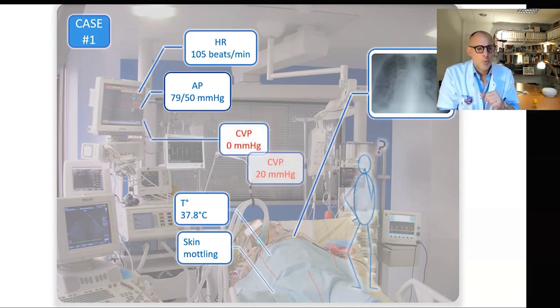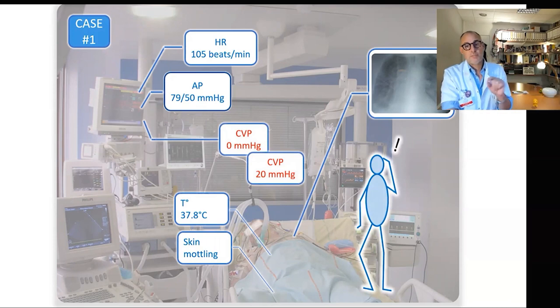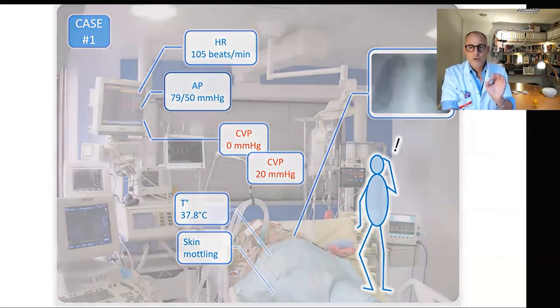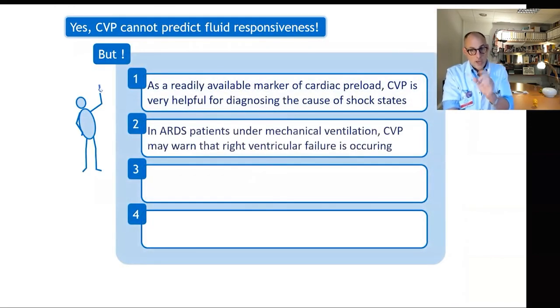Likely your answer won't be the same if you know that CVP is 0, more septic shock, or 20. It is not possible to have a septic shock without fluid infusion with a CVP at 20. A very useful and reliable, by the way, marker of preload.